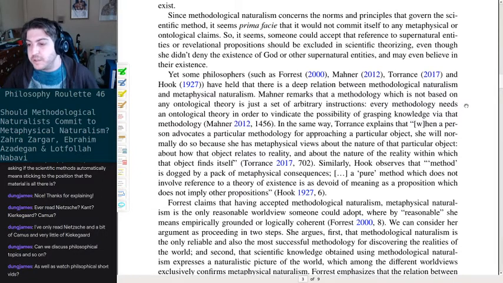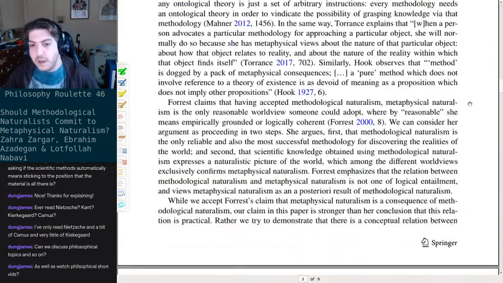Similarly, Hooke observes that the method is dogged by a pack of metaphysical consequences. A pure method, which does not involve reference to a theory of existence, is devoid of meaning as a proposition which does not imply other propositions. Forrest claims that having accepted methodological naturalism, metaphysical naturalism is the only reasonable worldview someone could adopt, whereby reasonable she means empirically grounded or logically coherent.